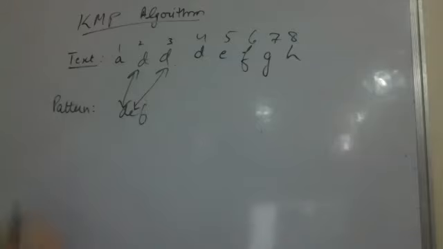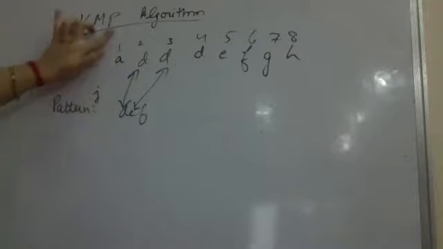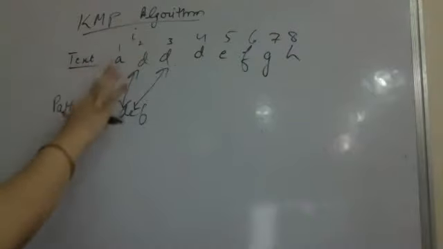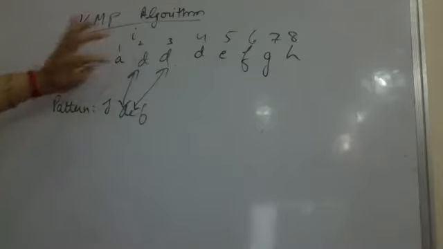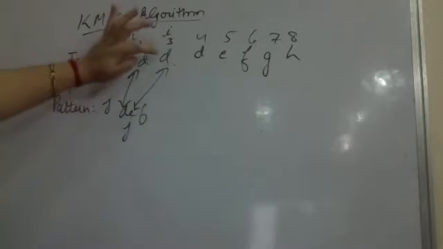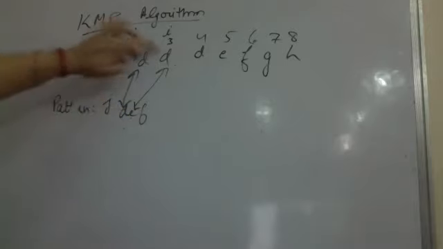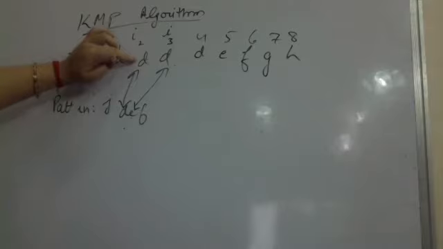Initially, this is my I and this is my J; I is 1, J is 1. I match A with D, not a match. So I moves to 2 and J remains here only. Then since there is a match, I moves to D and J also moves to E. J comes here and I comes here. After there is a mismatch, this D is not equal to E, J will move to the first.